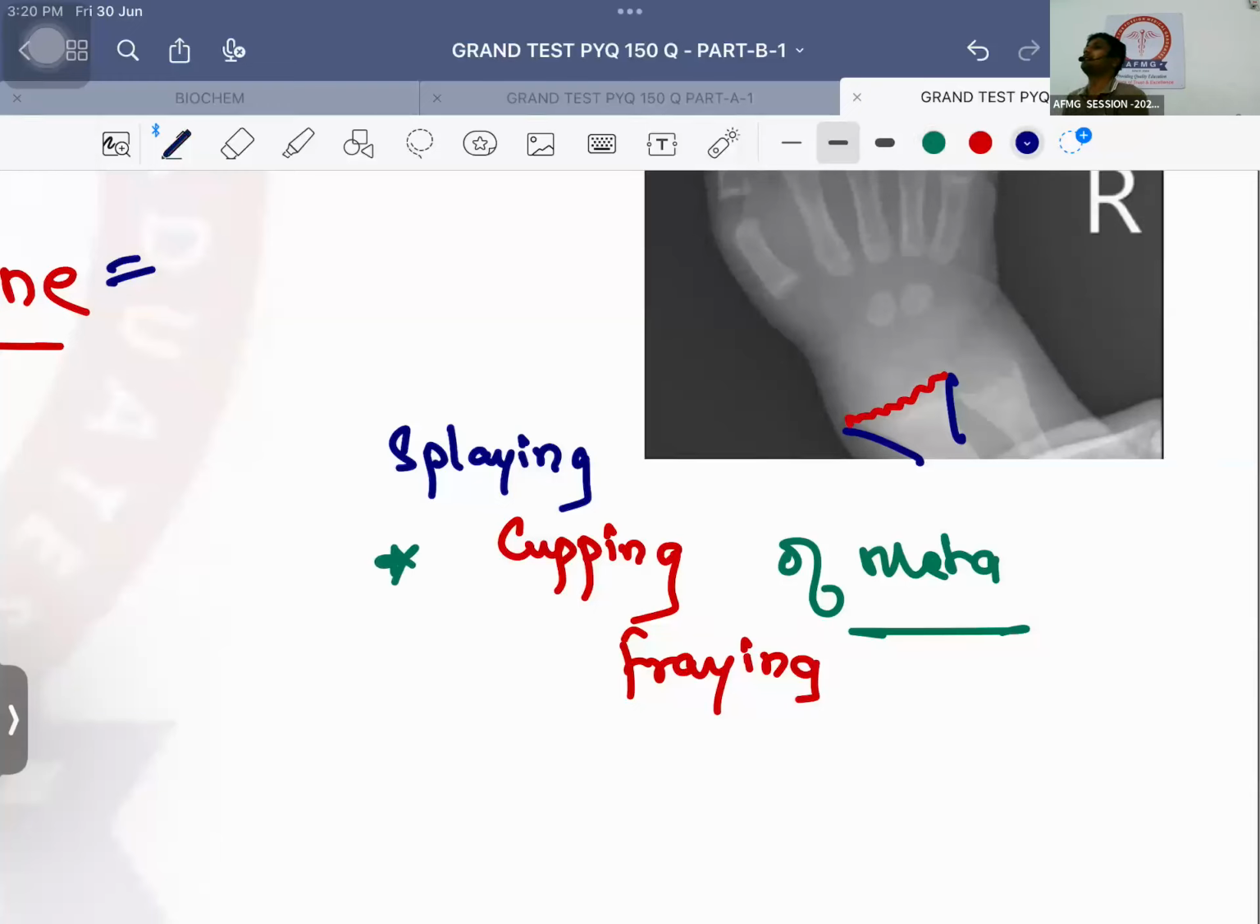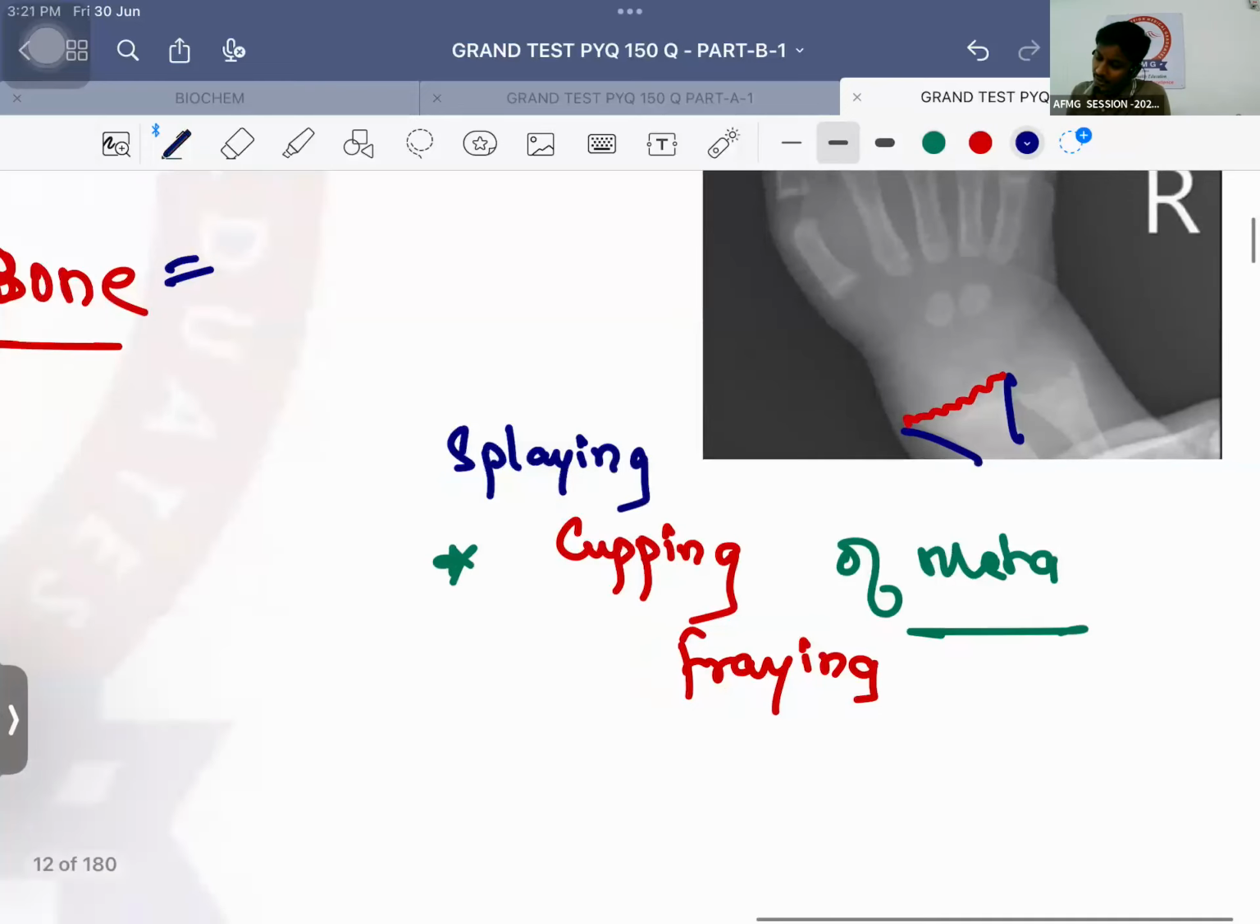X-ray wrist will be the best X-ray to be taken in a diagnosis of rickets usually. कोई दिक्कत नहीं है इसमें. So that's the important thing you need to remember.